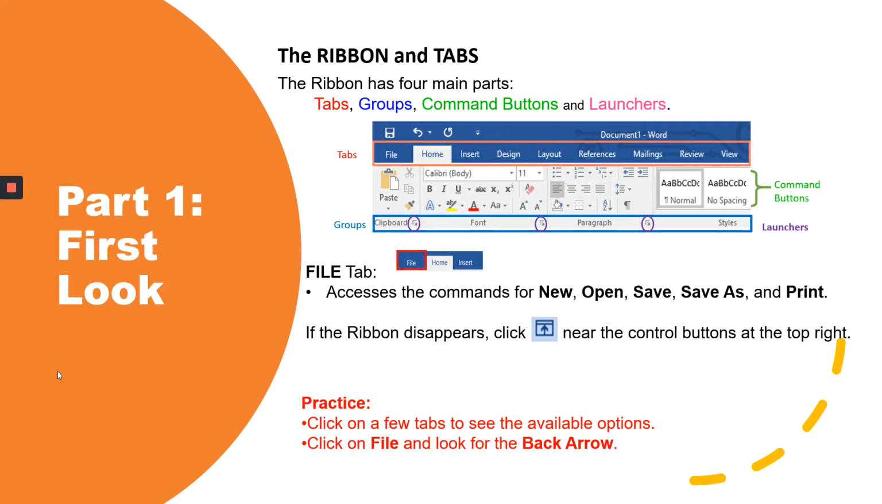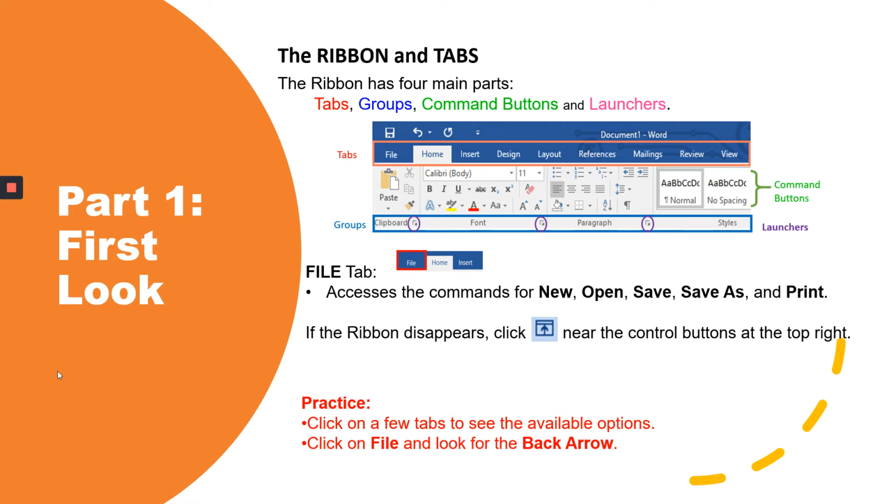The ribbon and tabs. The ribbon has four main parts. This is where most of the navigation of the tools is found. The tabs contain Word's primary tools and commands, grouping together similar commands to make it easier to complete a task. The ribbon has four main parts: tabs, groups, command buttons, and launchers. The main tabs are File, Home, Insert, Design, Layout, References, Mailings, Review, and View.